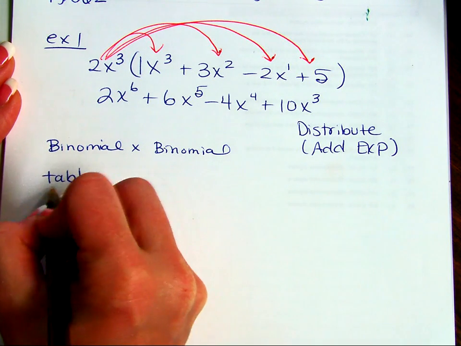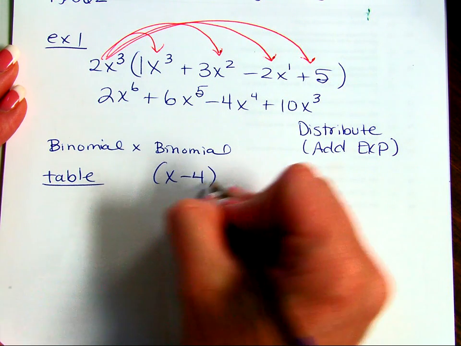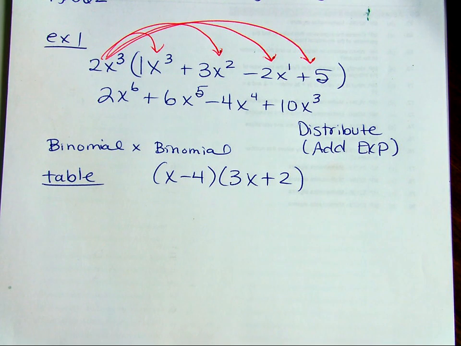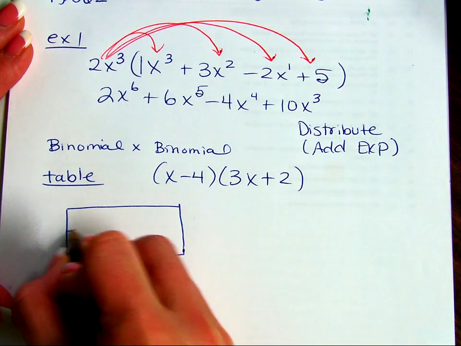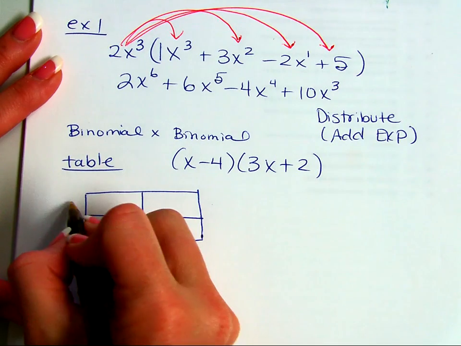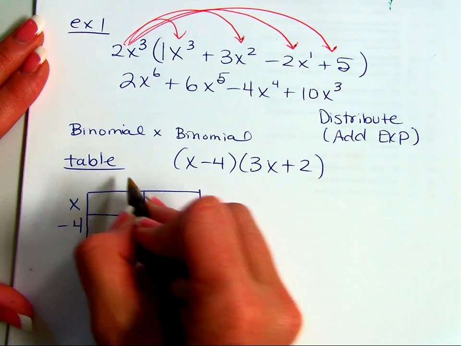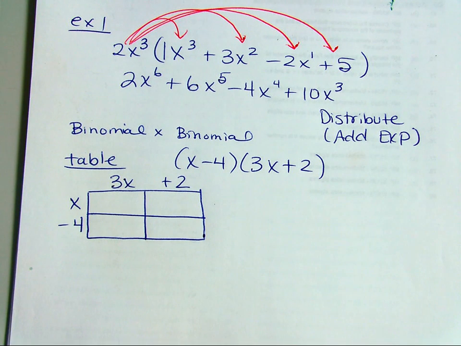You could use a table to multiply a binomial times a binomial, because at first you're looking at x minus 4 and 3x plus 2 and saying to yourself, well, how do I do that? What do I distribute? So, option 1, and then I'm going to let you choose whichever option you want. Okay, so you're going to make a 4 square table like that, and you're going to put one of the binomials on one side of the table, each getting its own box, and the other binomial on the other side, okay? And you can choose to put whichever one. Multiplication is commutative, so you could have put it the other way.